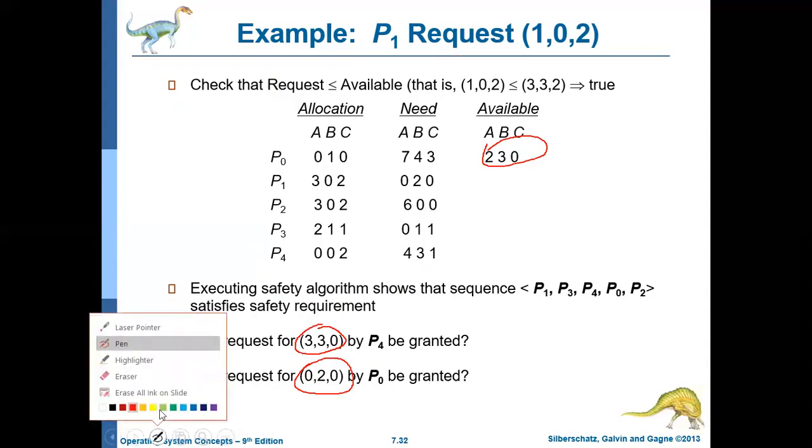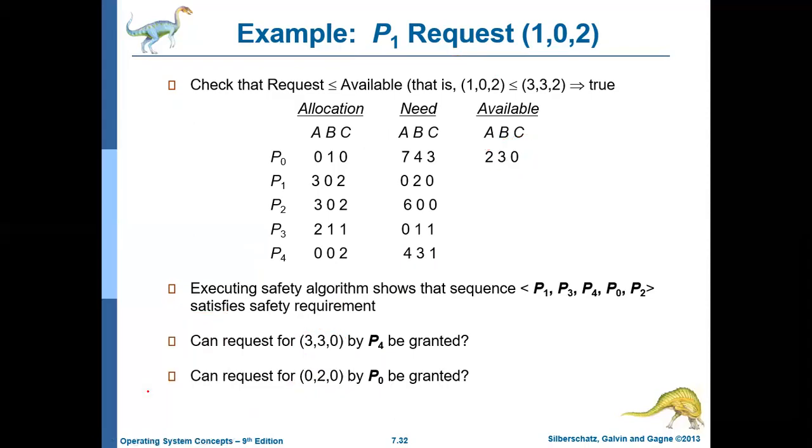So this is about Banker's algorithm. This is a deadlock avoidance algorithm, right? This algorithm will be used when there is more than one instance of each resource type.